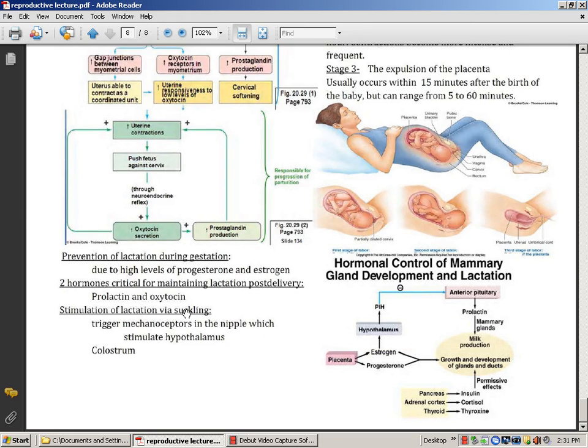Right? And then you can read through the last thing. Colostrum is the first substance that comes out. And colostrum is really high in antibodies, and it starts changing later as we start developing.